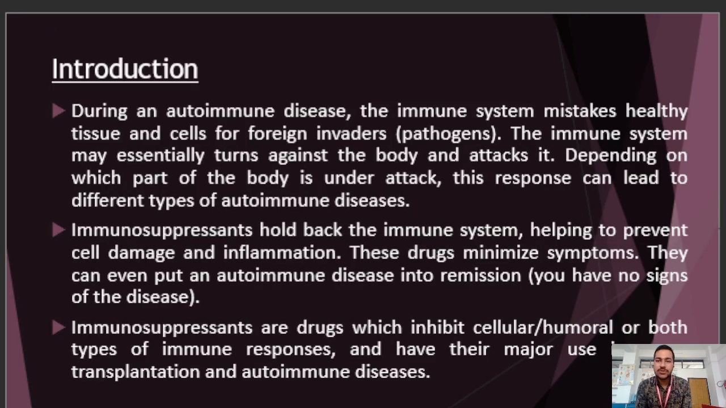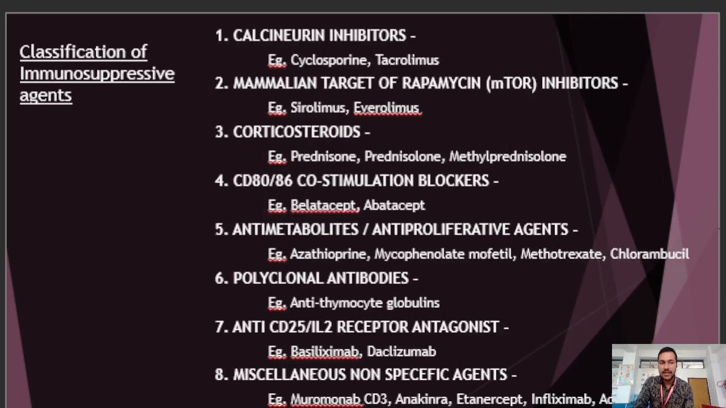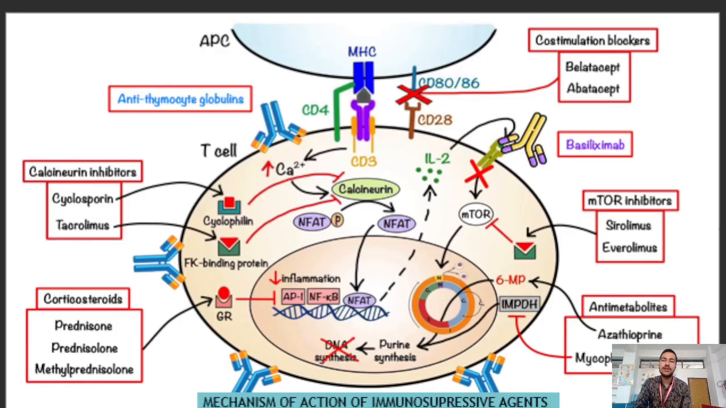During an autoimmune disease, the immune system mistakes healthy tissues and cells for foreign invaders. The immune system may essentially turn against the body and attack it. Depending on which part of the body is under attack, the response can lead to different types of autoimmune disorders. Okay, now before I begin with this, I would like to take a few steps backwards to explain the main terminologies when it comes to immunity.